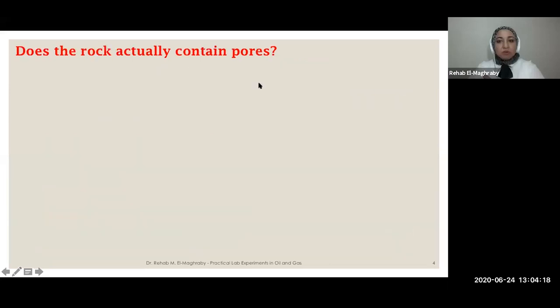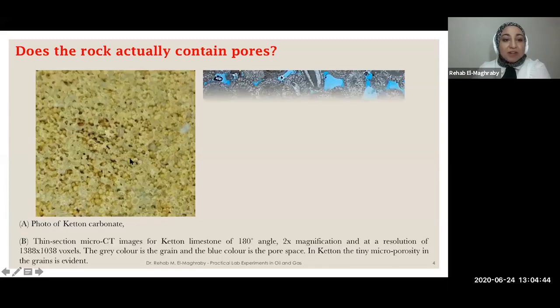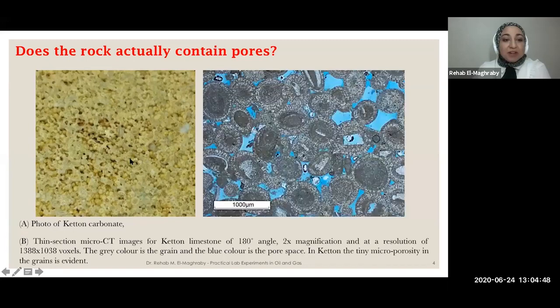In general, we all know that the rock contains pores, but I want you today to see these photos. This is an interesting photo of Ketton carbonates. You can easily see the carbonate grains and the pores in this photo. This is just a normal photo, but if we take a thin section of this Ketton carbonate and look at it through a micro-CT scanner, you can see the pores nicely. The pore volume was occupied with brine, and you get this interesting image showing the pore volume here and here and here. All the blue colored area is brine occupying the pore volume, the void space in the core.